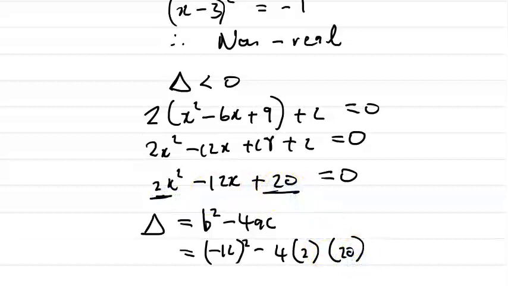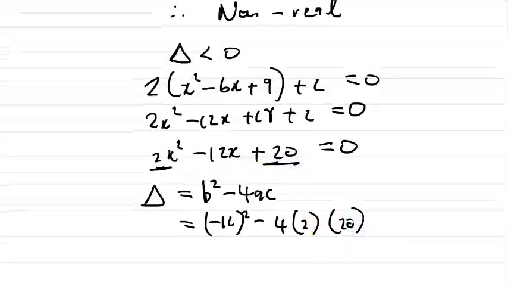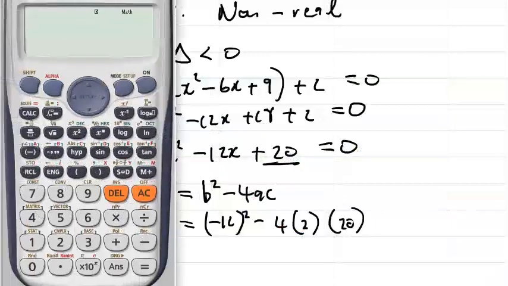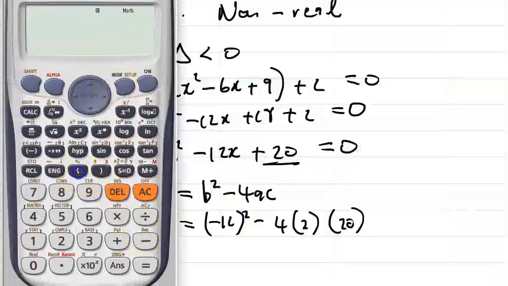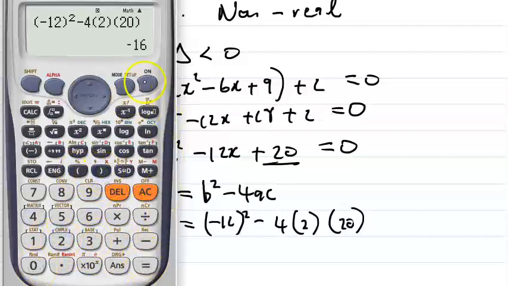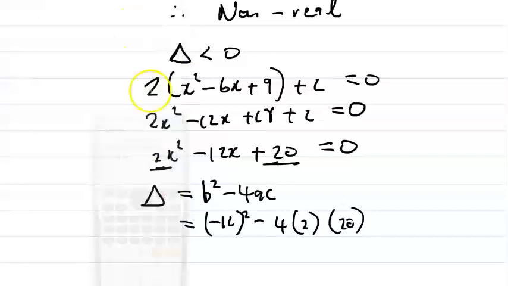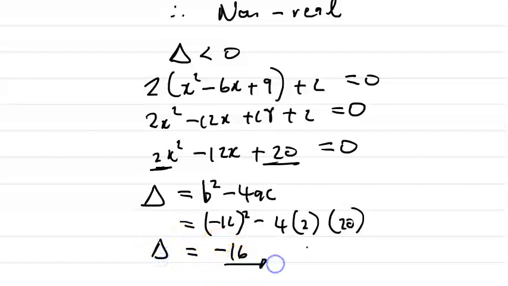And if we now have to look at that, we can actually just put that in our calculator and see what we get. So let's see. Let's say minus 12 squared minus 4 times 2 times 20 equals, we should get a negative value, see, minus 16. So therefore delta is negative. Delta is equal to minus 16.